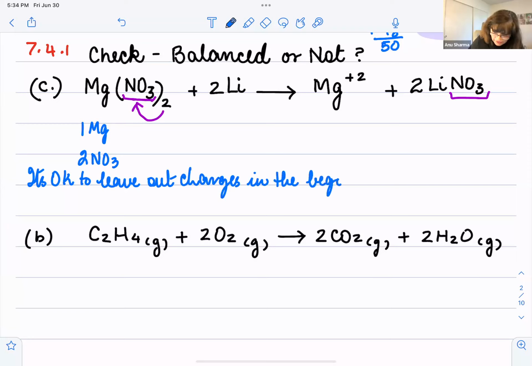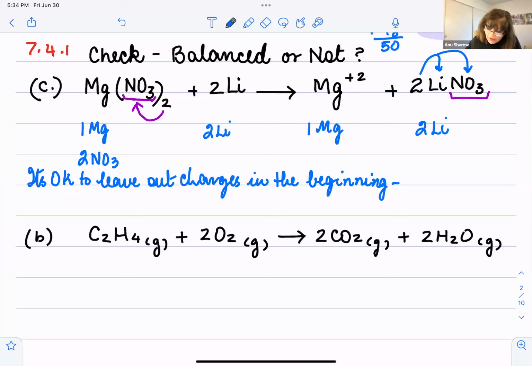Right? Ideally, once you get the hang of it, then you're okay. But I don't want you to be lost with the charges. So here is this 2 nitrates, 1 magnesium. Here there are 2 lithiums. All right. Here there is 1 magnesium. And here you have 2 lithiums. And remember, this 2 applies to lithium. This 2 applies to nitrate also. So 2 lithiums and 2 nitrates.